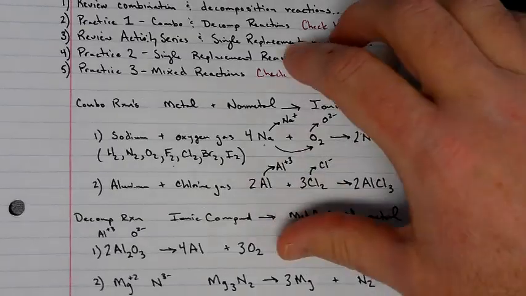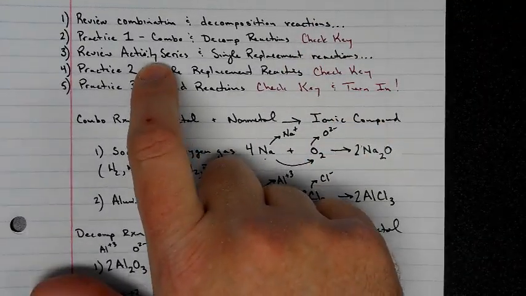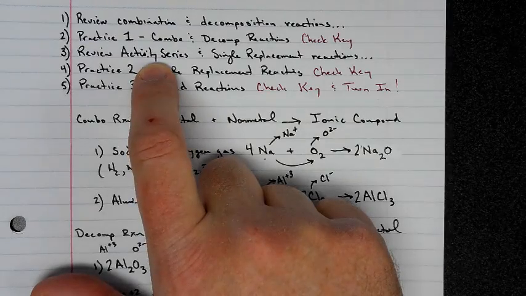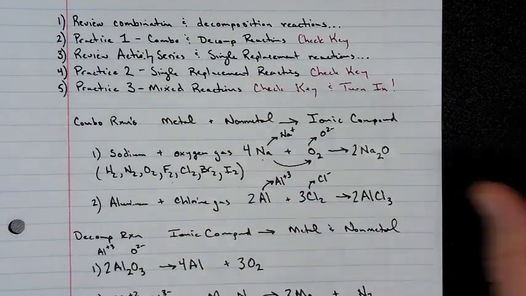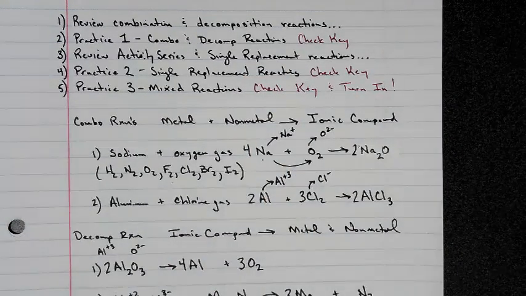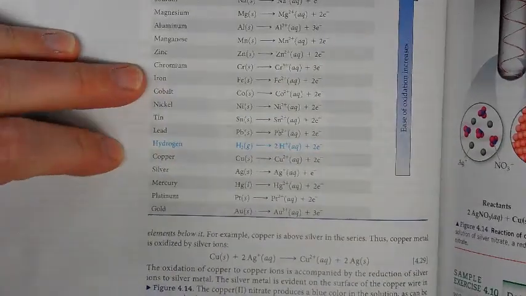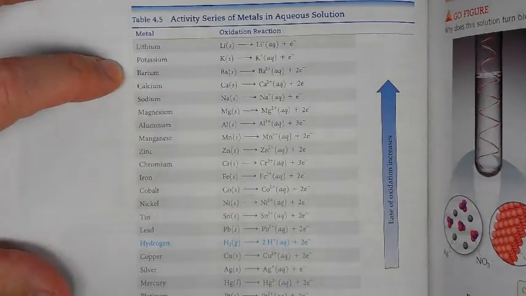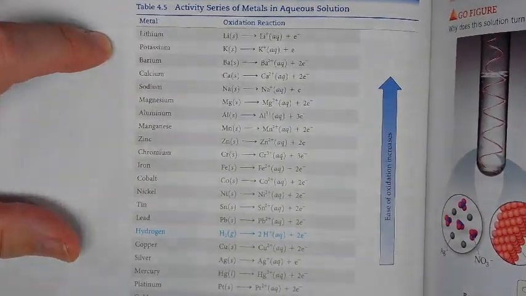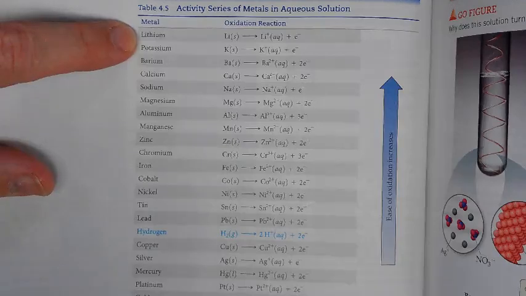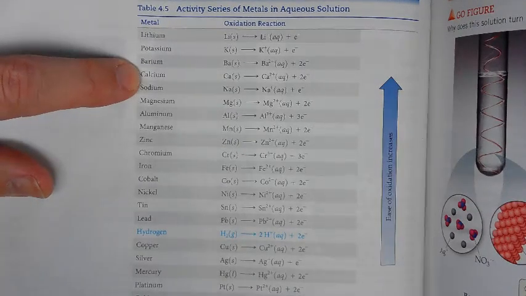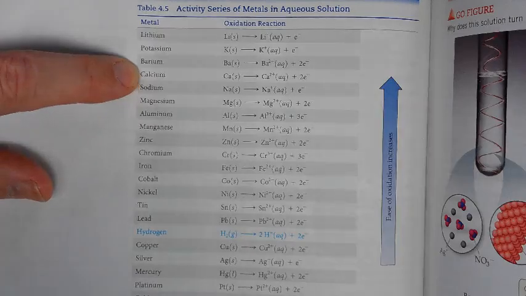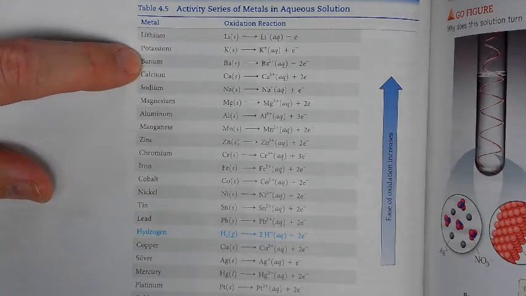Okay, in part 2 of this video, we're going to do 2 things. We're going to review the activity series of metals, and then I'm going to show you how to write balanced chemical equations for single replacement reactions. You'll have a copy of table 4.5, which shows the activity series of metals in aqueous solution. The general idea here is that any metal that's above another metal will replace that other metal which is in a compound. So lithium will replace potassium in potassium chloride or potassium nitrate, whatever it might be.